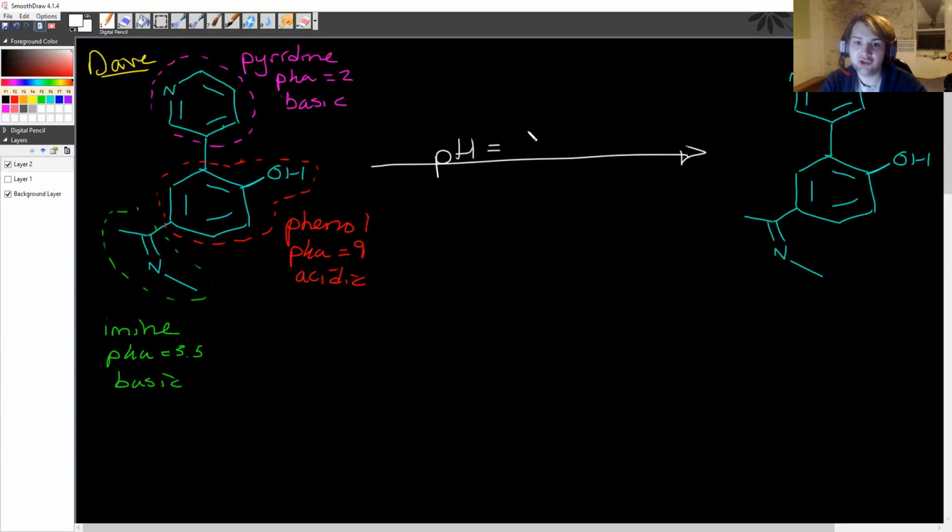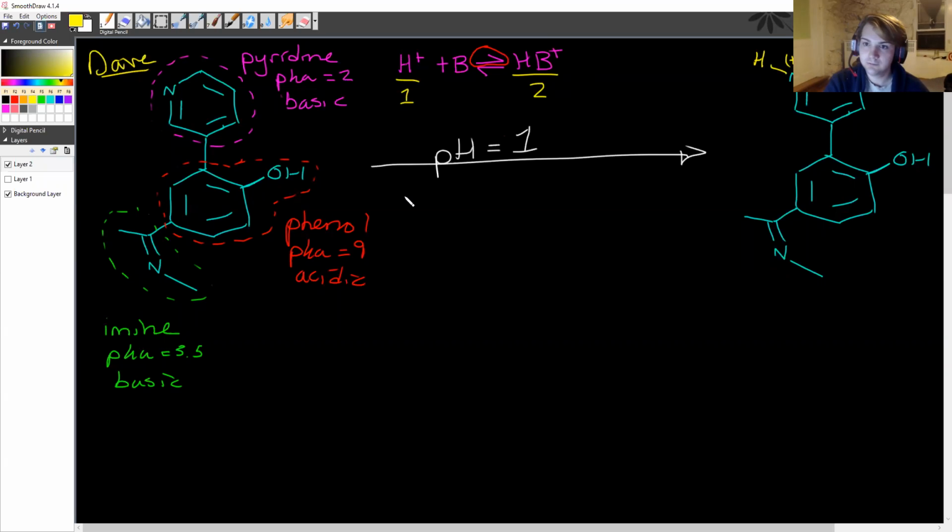You have to do this check for each functional group that you see. You cannot ignore a functional group. So for this one up here, it's a basic functional group, so we're going to be choosing the basic equilibrium equation. We're going to be labeling H plus with the pH of 1, and we're going to be labeling HB plus with the pKa of 2. And once again, we go by the rule of Mother Nature, and Mother Nature will always choose the weaker acid, which is why in this problem the pyridine is protonated.